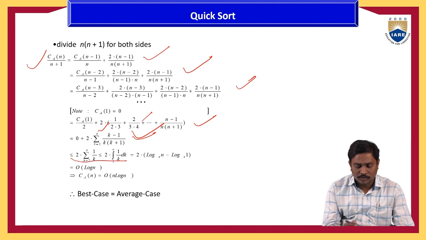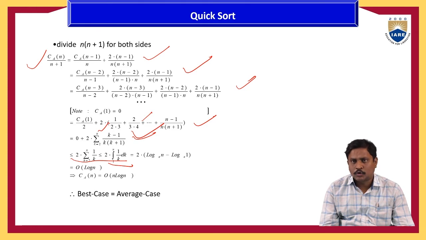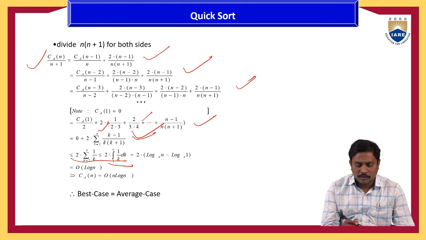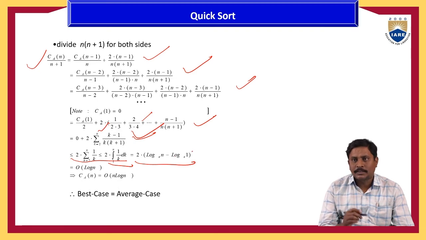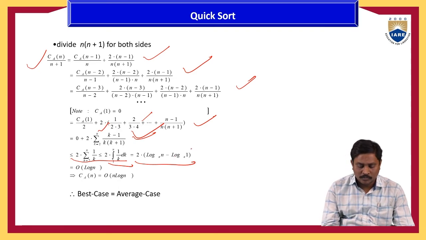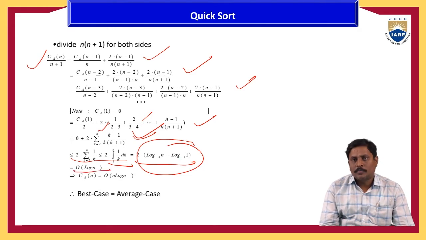Which is less than or equal to 2 into summation k equal to 2 to n of 1 by k, which is less than or equal to, we write it in the form of an integral. By using the integral formula, we write it as 2 into the integral from 1 to n of 1 by k dk. Which is equal to 2 into log n base e minus log 1 base e. So we write this in terms of big O notation, big O of log n.